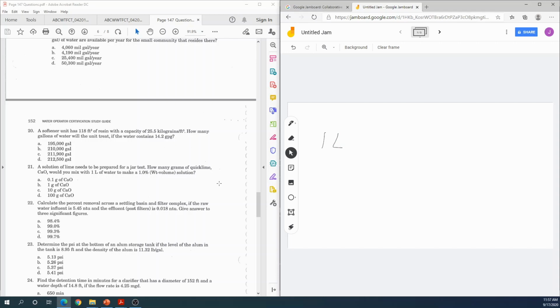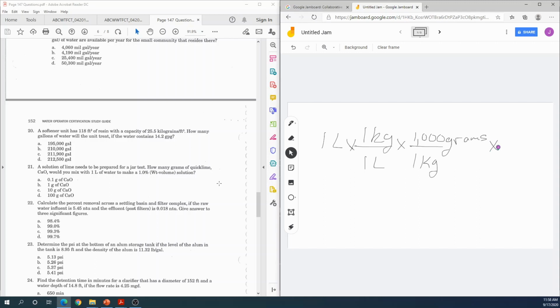We know that in 1 liter of water, there's 1 kilogram. So we're converting our volume of water into a weight of water. We know that in 1 kilogram, there's 1,000 grams. So all we've done now is taken our 1 liter of water and converted it to grams. So we're looking for weight.